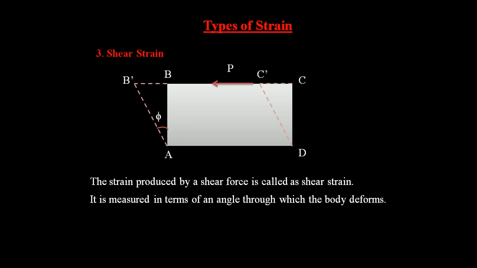So from the figure, from the right angle triangle, if you consider B dash, tan phi is equal to, we can write, B dash by AB.